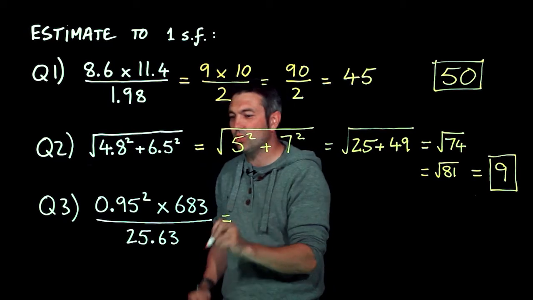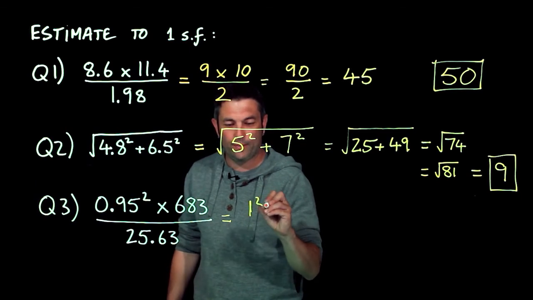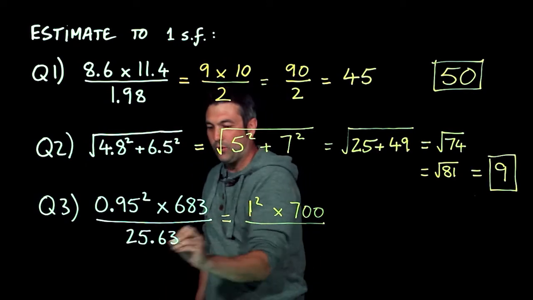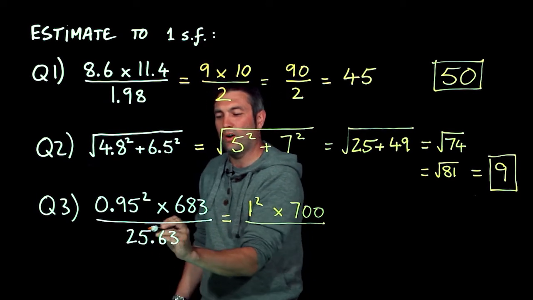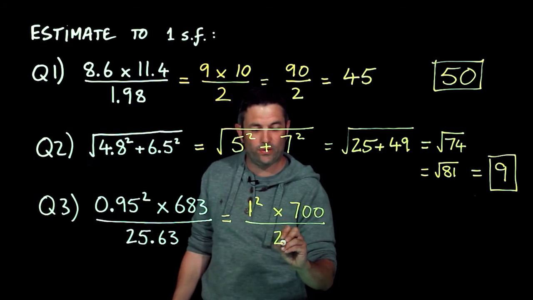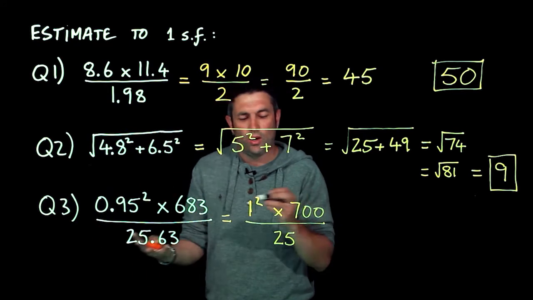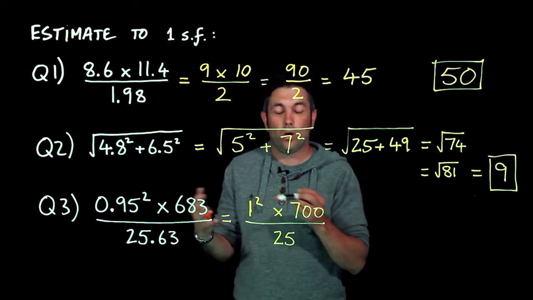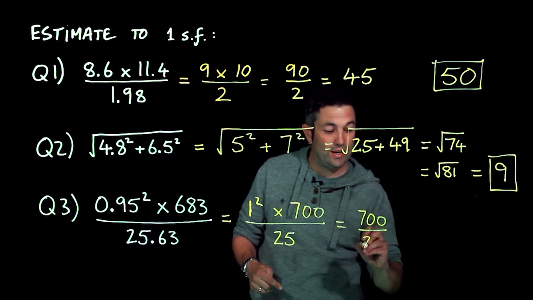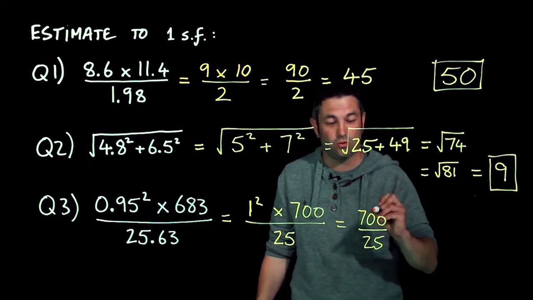Now, the last one looks really horrible. It's not too bad because 0.95 is pretty much 1, and that's pretty much 700. And I'm going to keep that as 25. I know you probably will round up to 30, but I'm going to call it 25 and you'll see why in a second. Again, if you round it up to 30, you wouldn't be wrong. It's just I'm trying to make calculations that work nicely. So 1 squared is 1, 1 times 700, I've got 700 divided by 25, and now you may see why I kept that as 25, because I know that 25 goes into 700 exactly.